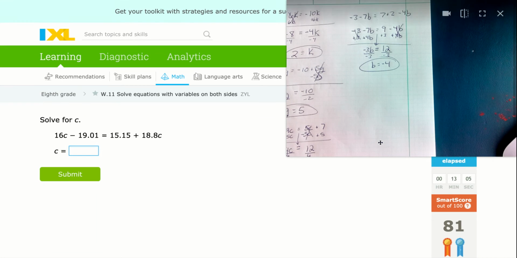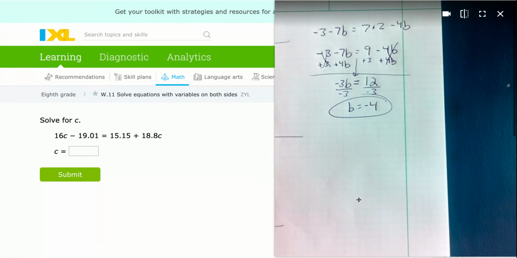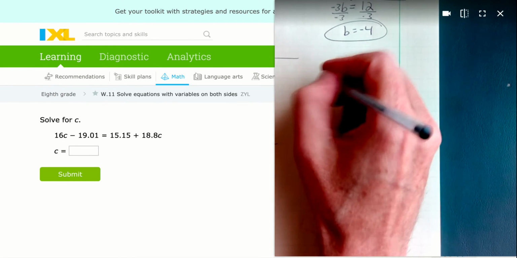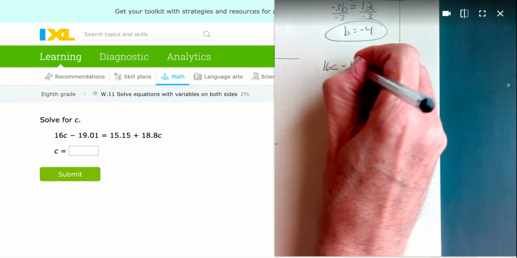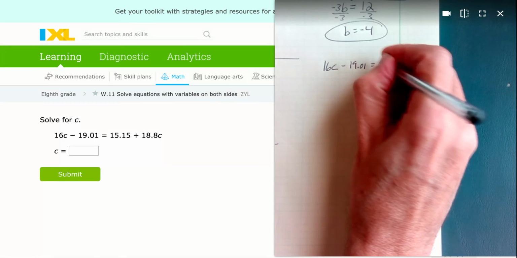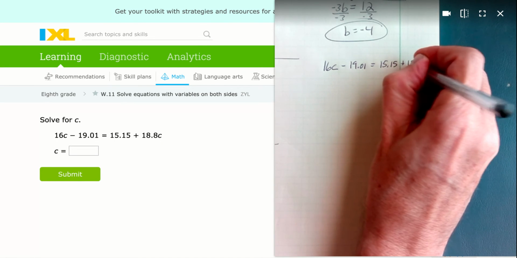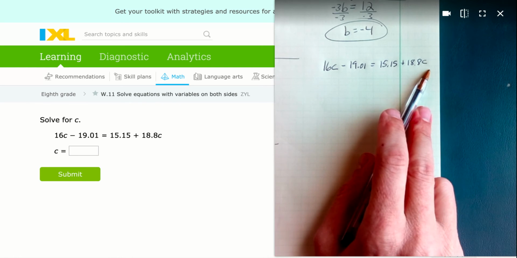Okay, don't let decimals throw you. Decimals are no harder than anything else. You just got to watch your basic math, right? So I have 16c minus 19.01 equals 15.15 plus 18.8c.